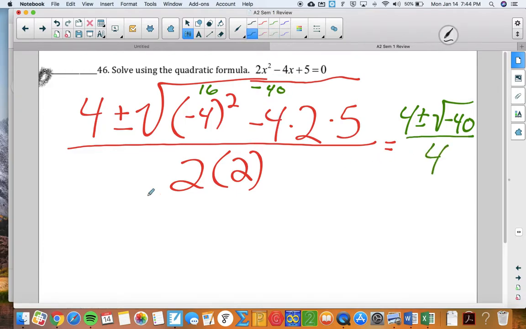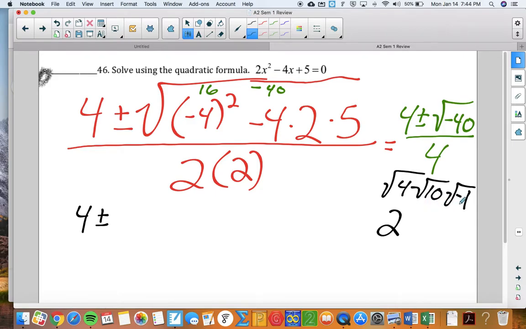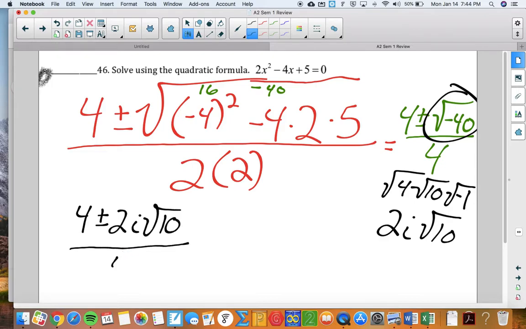So now let's simplify the square root of 40. So that's 4 plus or minus. Let's think about the square root of 40. That's the same as the square root of 4 times the square root of 10 times the square root of negative 1. So that's 2. Square root of negative 1 is i. Square root of 10. So that replaces the square root of negative 40. So it's 4 plus or minus 2i square roots of 10 divided by 4.